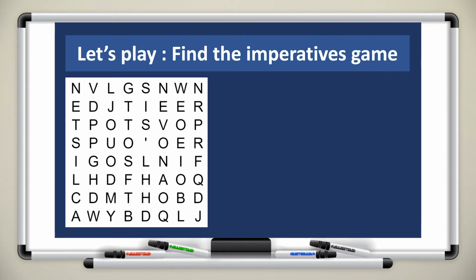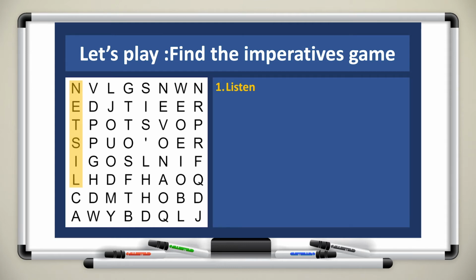Now, let's play a game. The game is called Find the Imperative. Now, we have letters here on the crosswords. You can find imperatives here. Look for them. I'll give you some seconds. The first imperative is listen. And you can notice here that the imperative is in the infinitive.